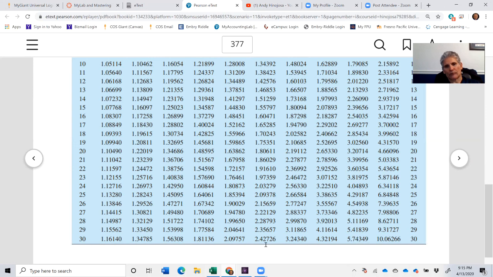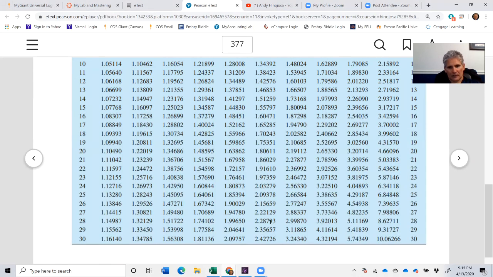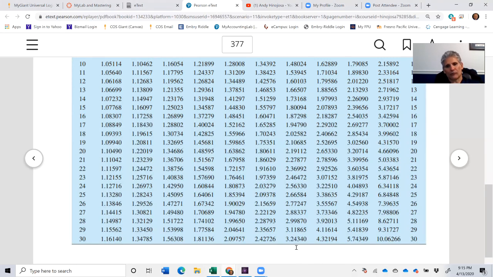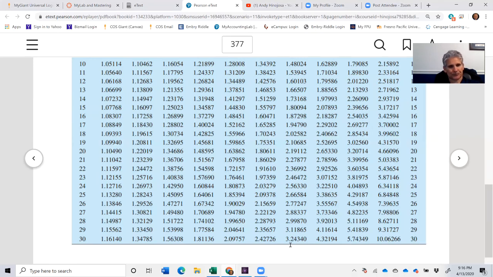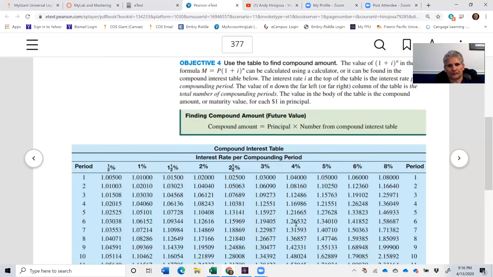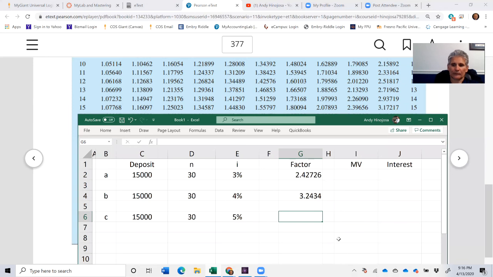2.42726. The factor we're going to use for 30 periods at 4% is 3.24340. And the factor we're going to use for 30 periods at 5% is 4.32194. We've got everything we need now.